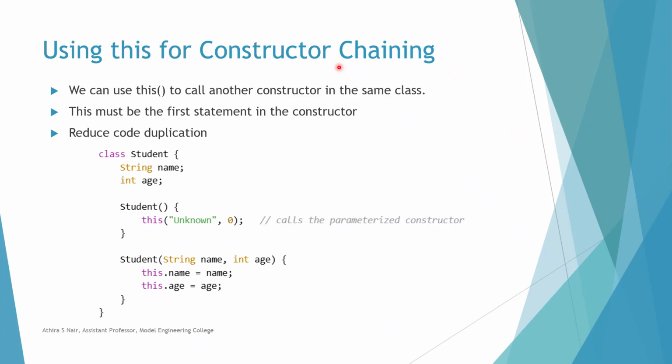Next is using this for constructor chaining. So one constructor calls another constructor in the same class. Remember, this must always be the first statement. So here, in the class Student, we have two instance variables, name and age. In the constructor, we are calling another constructor, this("unknown", 0). And in Student(String name, int age), this is another constructor. this.name is equal to name and this.age is equal to age.